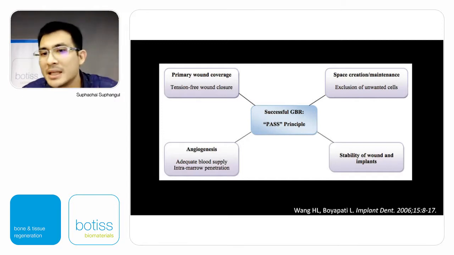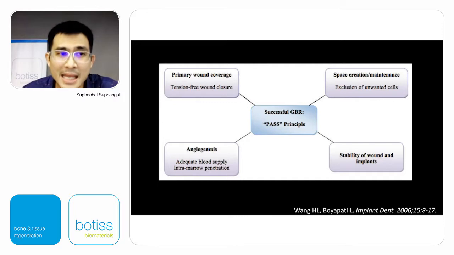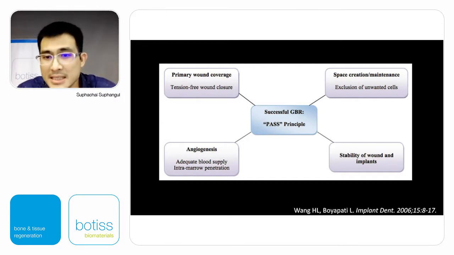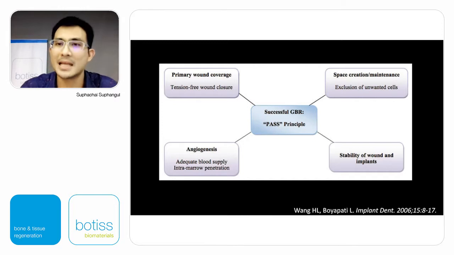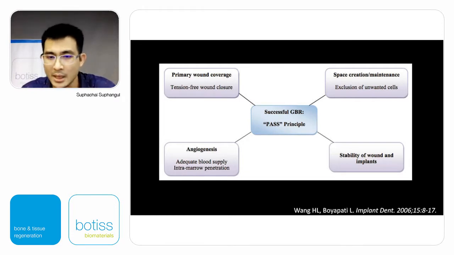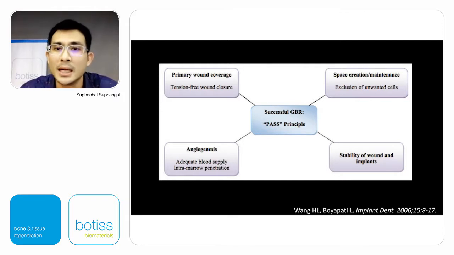Another one is stability of the wound and the implant. In case we place the implant simultaneously with the GBR, the implant is supposed to get primary stability of at least 25 to 35 Newton centimeters of insertion torque. And after we close the wound, most important, we have to check that the prosthesis does not contact the wound. Otherwise, it can cause the wound to break down or dehisce later on.